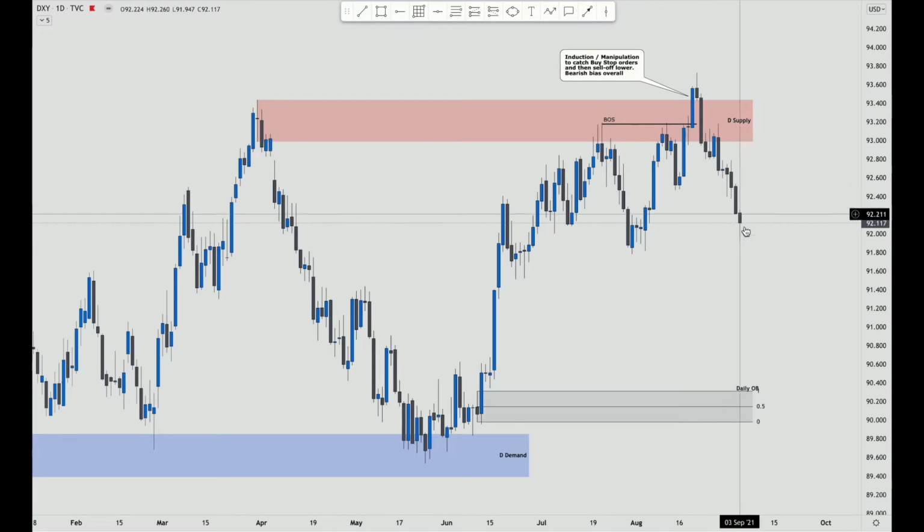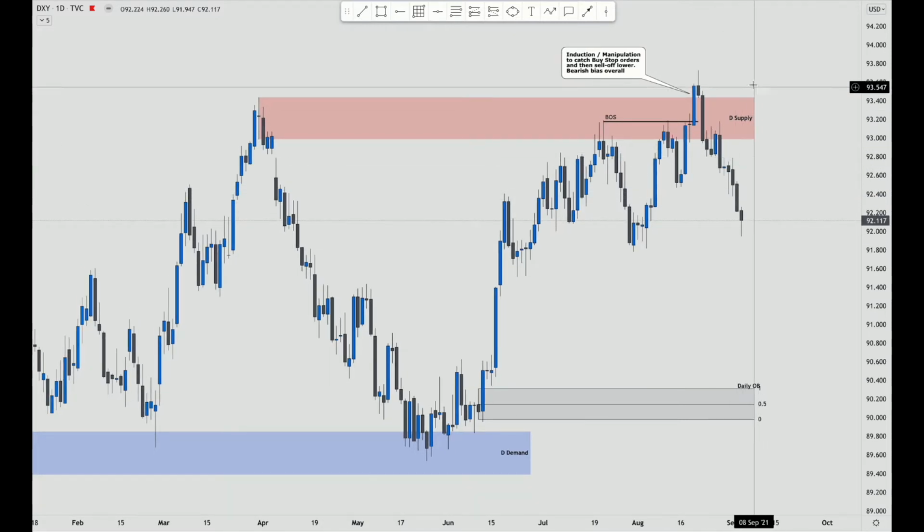However, due to the fact that we then had a massive sell-off to the downside, I then annotated over here that this might have just been an induction or a manipulation to catch the buy stop orders and then sell off lower. Therefore, the bearish bias is overall what I am looking at for the moment.